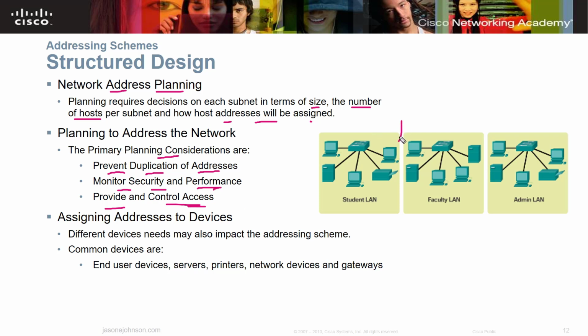So, for example, here we have 3 separate subnets. You have a student LAN, a faculty LAN, and an admin LAN. So they're going to have separate IP addressing so that they can have separate subnets. And that provides some security for you because you don't want students to be able to see the faculty computers.